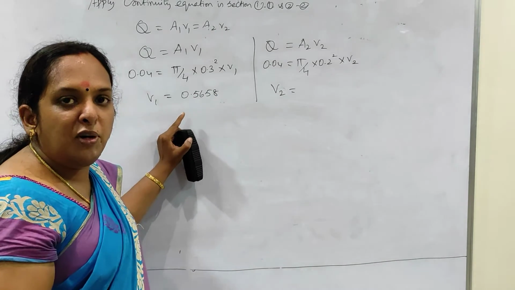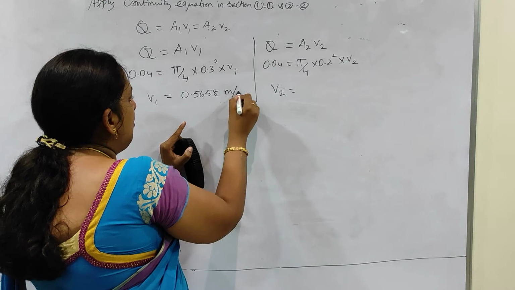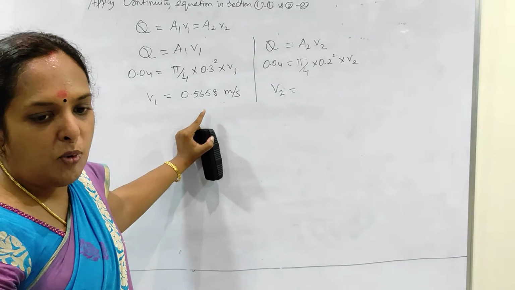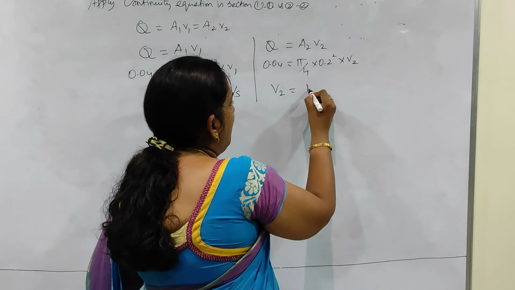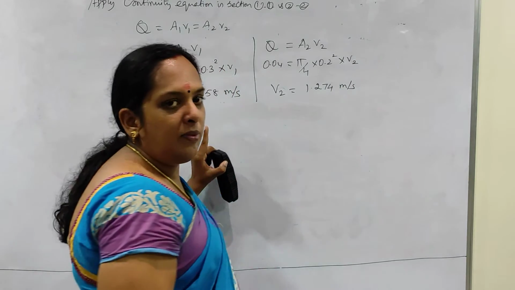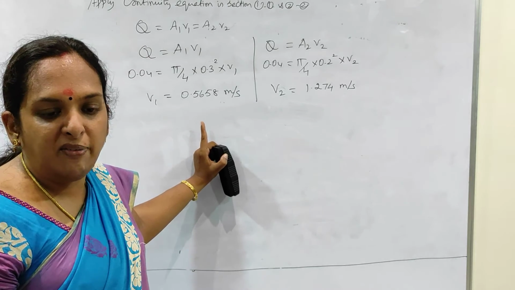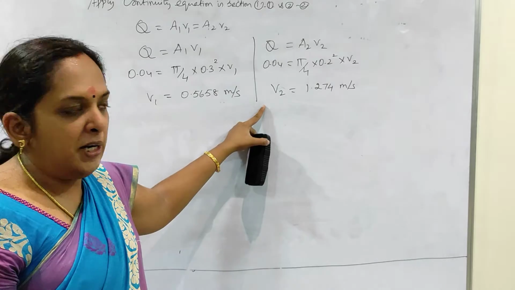0.5658. What is the unit for velocity? It is meter per second, because everything we have converted into meters now. So it is 0.5658 meter per second. So what is your V2? V2, what we have got by simplifying this, is 1.274 meter per second. So one task is over. I have found out V1 and V2. V1 is 0.5658 and V2 is 1.274.